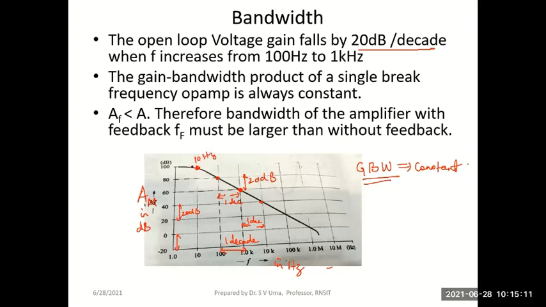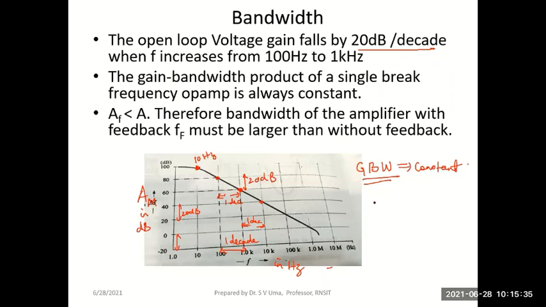Till 10 Hertz, it is almost constant. After 10 Hertz, it starts decreasing at the rate of 20 decibels per decade. So the point where the gain stops remaining constant and starts decreasing, we call the break frequency. And whenever there is a single break frequency, that means the gain changes only once.